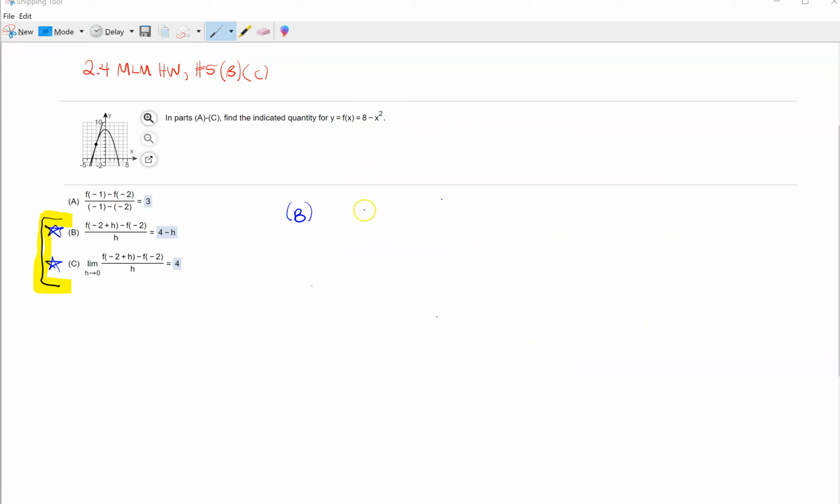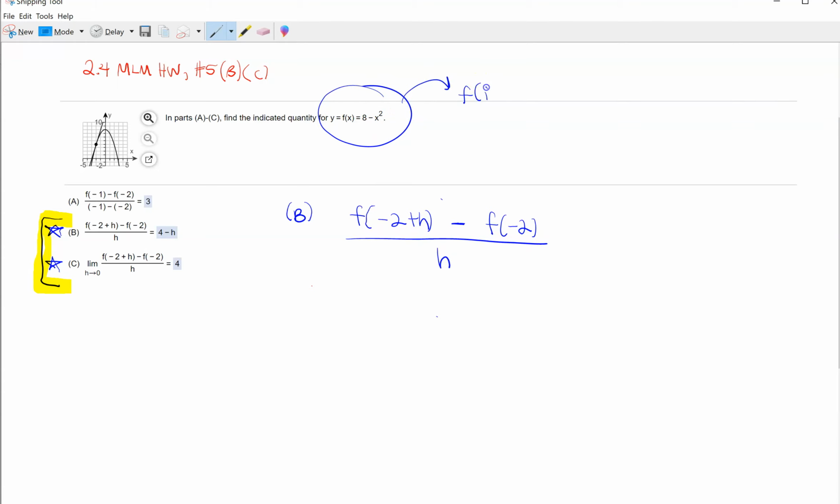Okay, so what did B say? B said I'm taking f of what? The binomial negative 2 plus h. Then I'm going to plug a negative 2 into the function, and then I'm going to subtract those outputs, and then the whole thing is going to get divided by h. So what does my rule say? My rule says that when I input something into the function, the calculation is 8, that's a constant, minus whatever the input is, squared. Well, let's just input the binomial, negative 2 plus h, into the function.